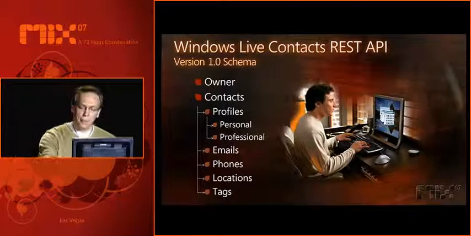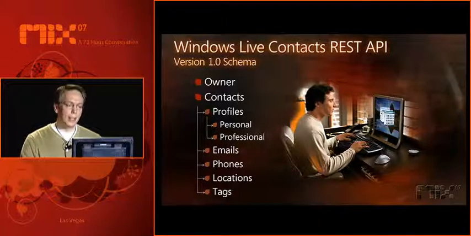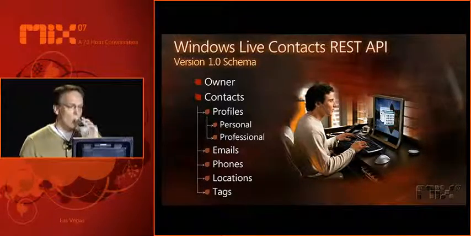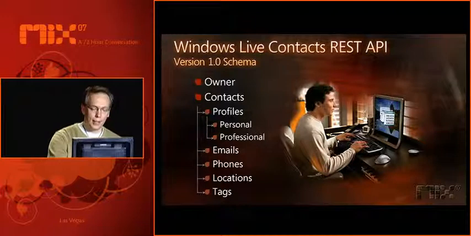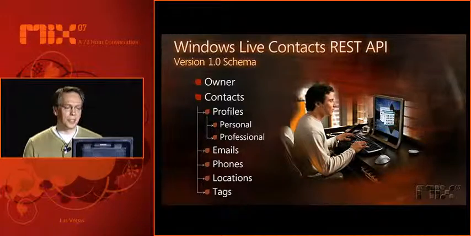So what are we making available to you in the schema? What data is available in the address book? You can see here the overall areas of the schema, but I can step through them fairly quickly here.